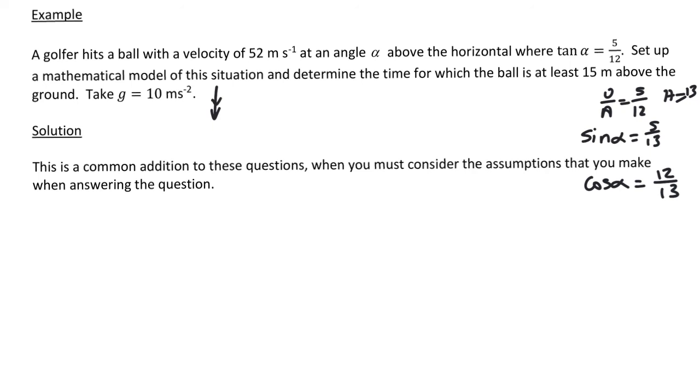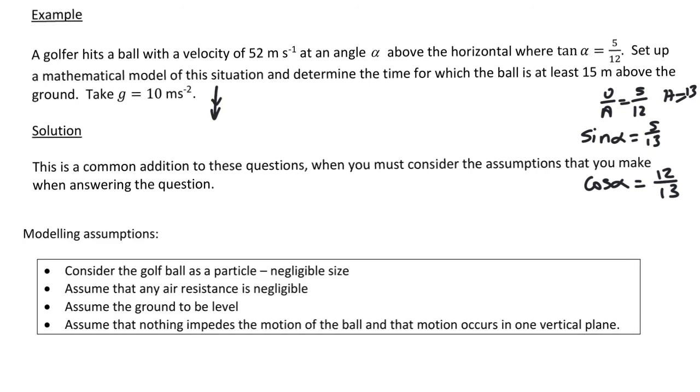Now this is a common addition to these questions, so we must consider the assumptions that we need to make whenever we're answering this question. And our modelling assumptions are the following. We should consider the golf ball as a particle. That means it has a negligible size, so we can ignore things like that. We also assume that any air resistance is negligible. We assume the ground to be level, and we assume that nothing impedes the motion of the ball and that the motion occurs in one vertical plane. So those assumptions make it much easier to solve.